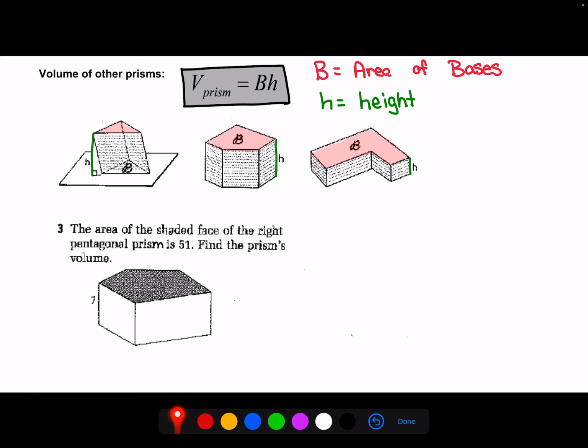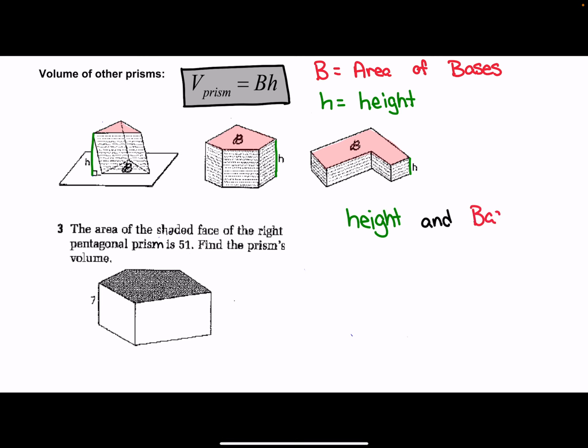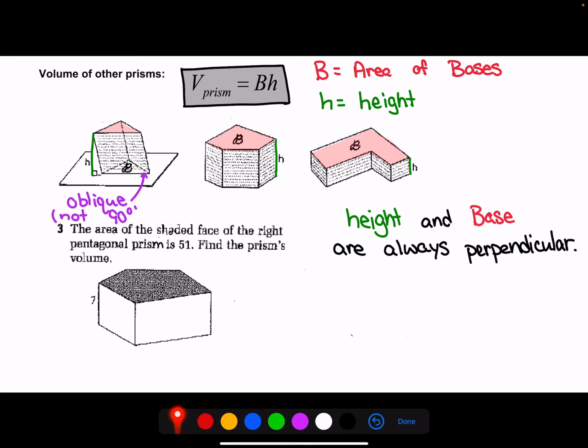Now, if I have a figure that's leaning to the side, and we can see that occurring right here, we call those oblique prisms. So again, oblique prisms are leaning to the side. Meanwhile, right prisms have the height and the base intersecting at 90 degrees. The height and the base should always be perpendicular to each other. If it is oblique, my height's going to be outside of my prism because it still needs to intersect the base at 90 degrees, no matter what.